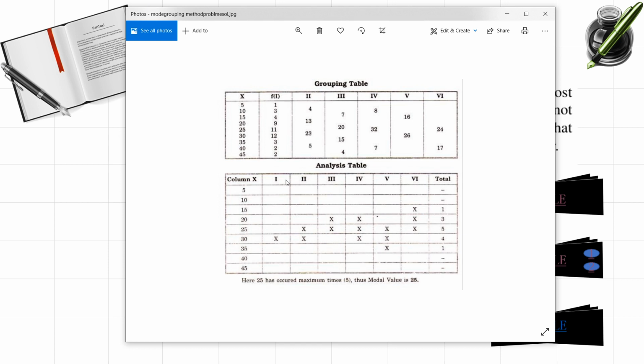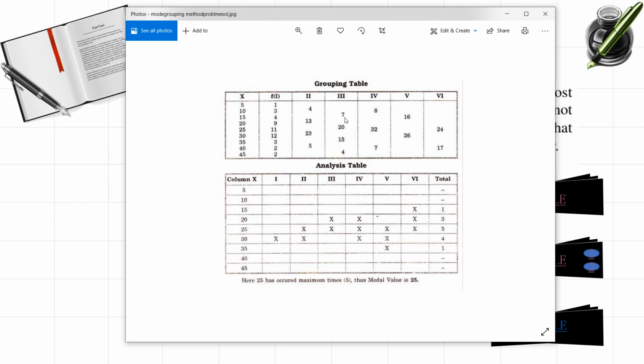And now, in the first column, which is the highest value? 12 is the highest value. What is the corresponding x value? 30. At that, keep a cross mark like this, as you can see in the analysis table. In the second column, 23 is the highest value. But how did we get the 23? By adding 11 and 12 of the frequencies column, right? So this 11 corresponding x value is 25 and 12 corresponding x value is 30. At 25 you keep a cross mark and at 30 also you keep a cross mark.